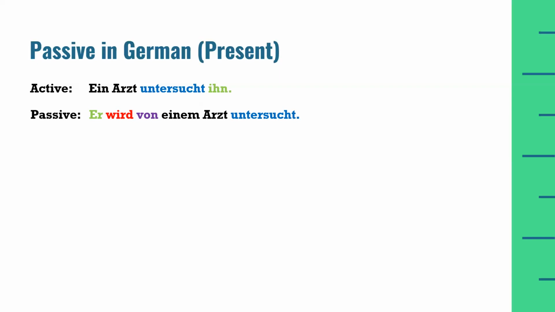At second position, we have to use werden and we have to conjugate it according to the subject of the sentence. The subject of the sentence is er, so werden becomes wird. Then comes von einem Arzt.